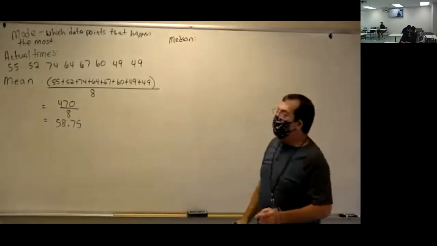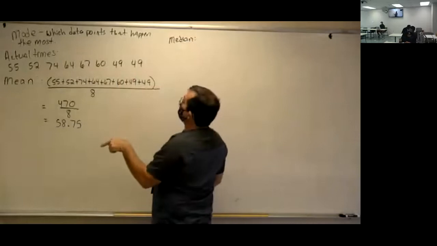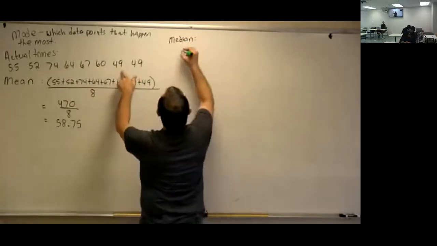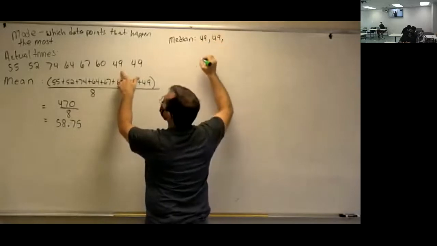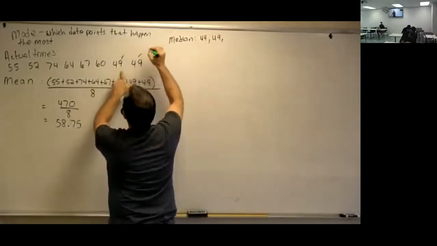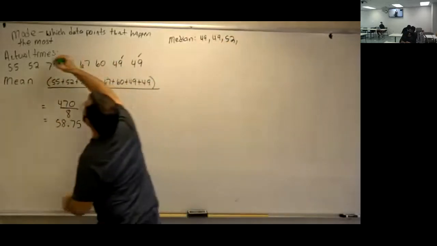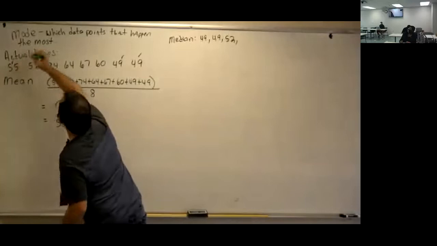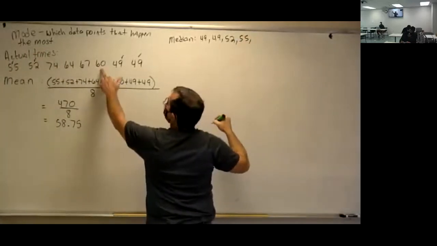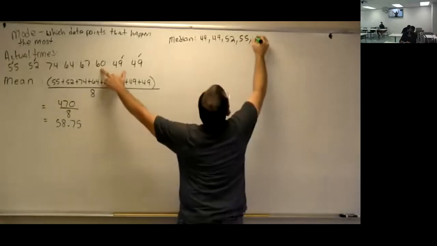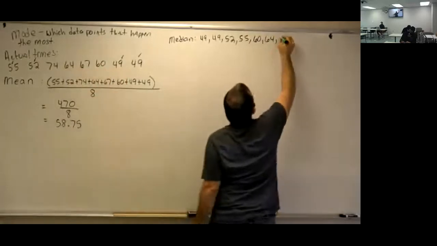To find the median, I'm going to put these in numerical order from smallest to the largest. So let's see, the smallest is 49. 49 again. So let's take care of them two. What's next? 52. 55. 60. 64. 67 and 74.